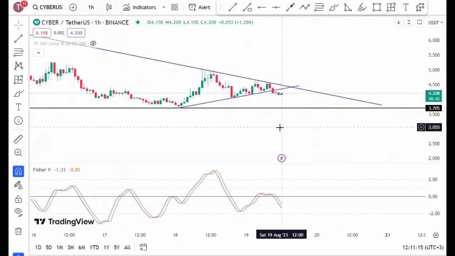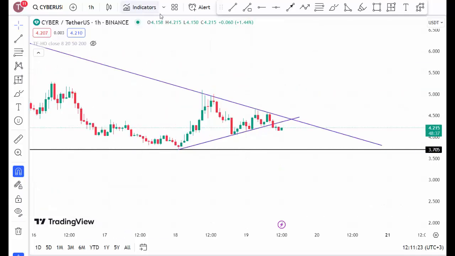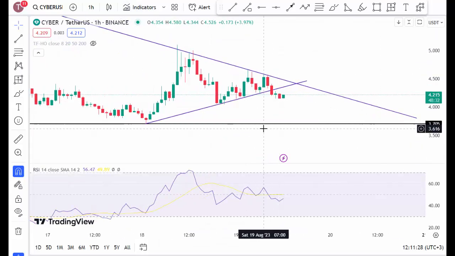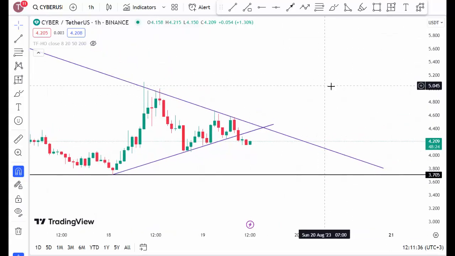Moreover, if we look at our indicators, my friends, the RSI indicator is providing a sell signal at around 9 o'clock. Along with this, if we look at the RSI indicator, it's dropping below the 50 level. As long as it stays below this level, we can anticipate further declines in the price movements.